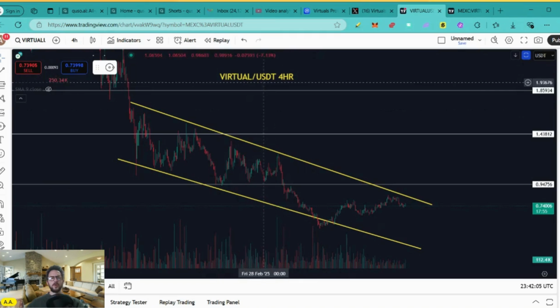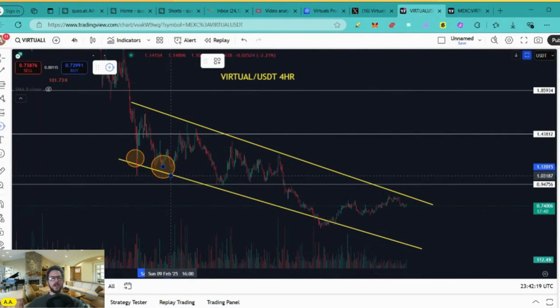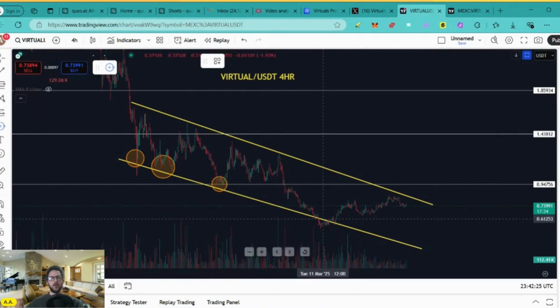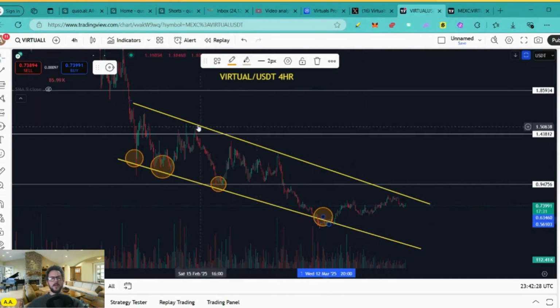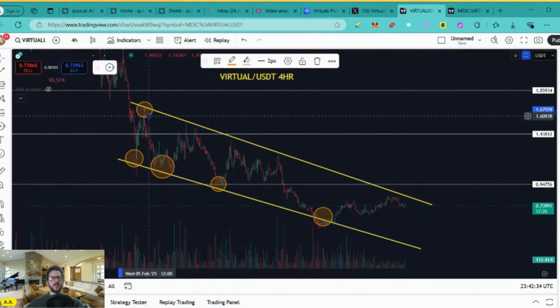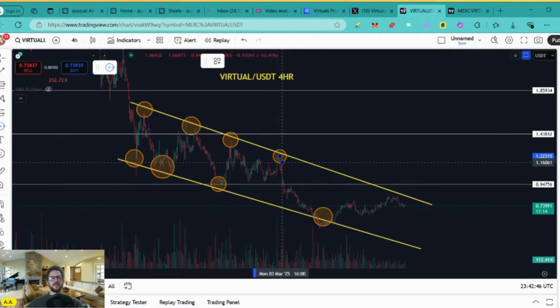We are looking at Virtual over USDT 4-hour chart on MEXC. The chart is pretty straightforward. We have this lower descending yellow trend line that has been acting as support. Price action bounced here again multiple times, another bounce here, over 3 touches. Therefore, that's a very valid support trend line. Another bounce here. And also, we have this upper descending yellow trend line that has been acting as resistance. We got rejected here, another rejection here, one after the other, another rejection here. Again, over 3 touches. Therefore, that's a very valid resistance trend line.